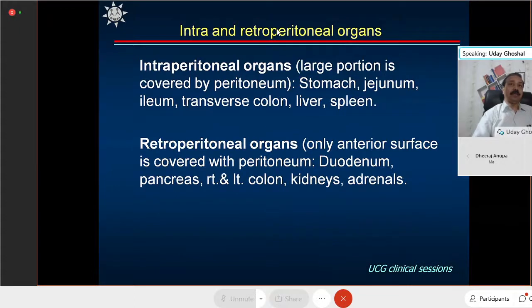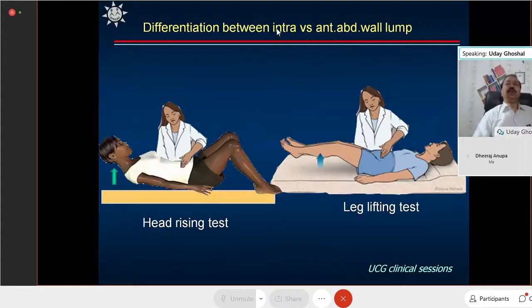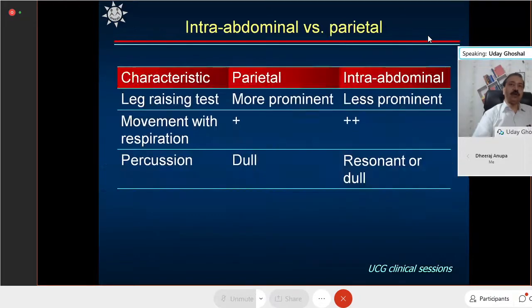Now, also, somebody may ask you, is it a parietal lump or an intra-abdominal lump? For that, you do what is called the leg lifting test and head raising test. So on head raising and leg lifting, what will happen is, whereas an intra-abdominal lump will not be prominent. So this is what it is.